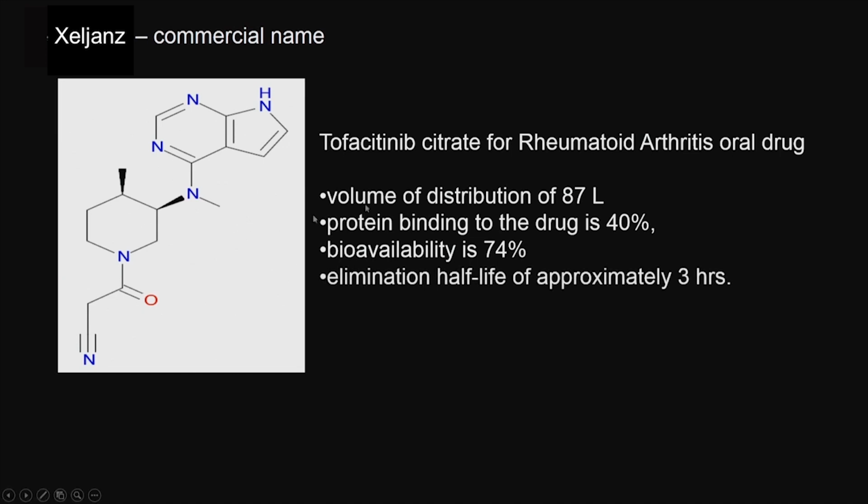It gets eliminated from the body. The half life of elimination is 3 hours. That means 50% of the drug gets eliminated from the plasma in 3 hours, which is also good. We do not want too much of the drug staying in the body for a very long time, and of course if the elimination is very fast, the drug action goes down very fast, so you may have to keep taking the drug quite often.